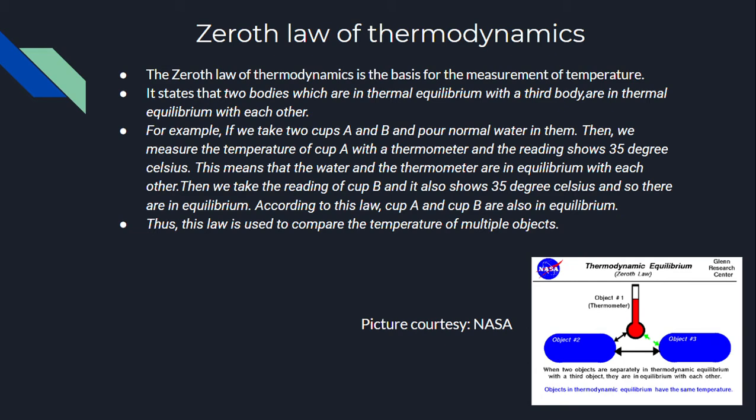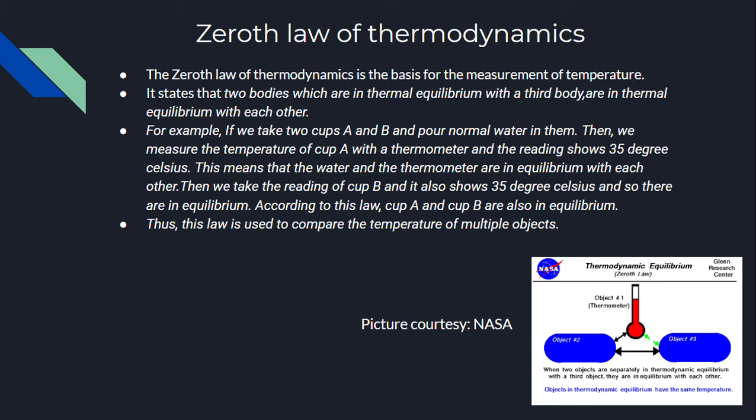As you can see in the picture, this is a thermometer, this is object 2, and this is object 3. When we measured the temperature of object 2, it was equal to the temperature of object 3. First of all, I will give an example. Suppose we take two cups, A and B, and pour normal temperature water in them. Then we measure the temperature of the water in cup A with a thermometer and the reading shows 35 degrees Celsius.